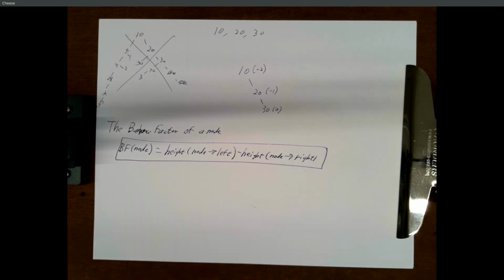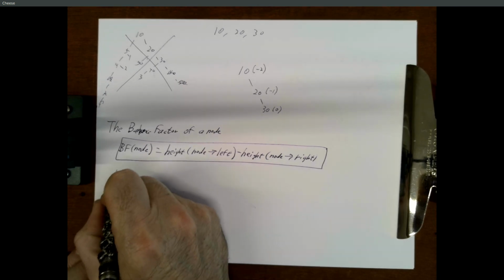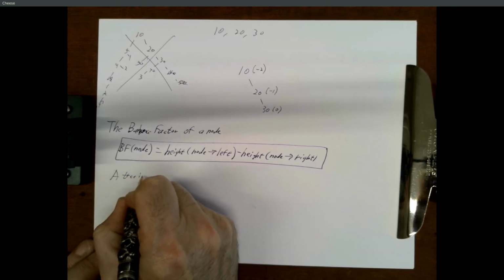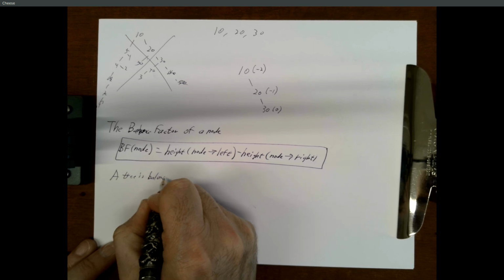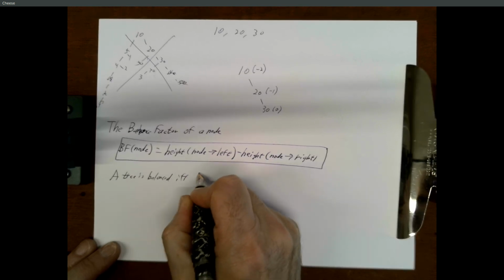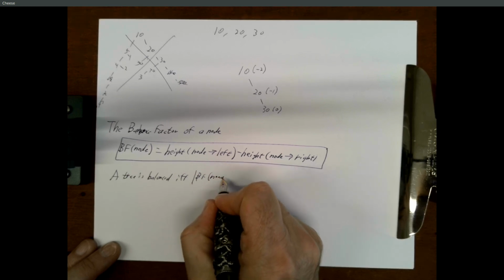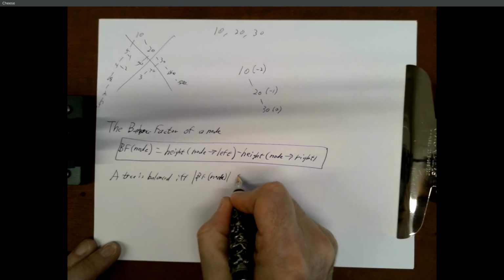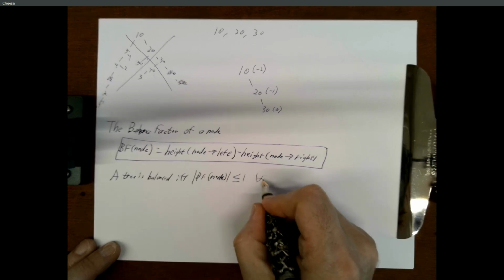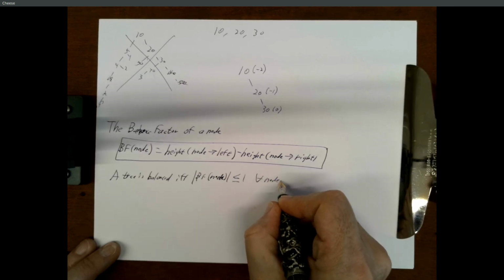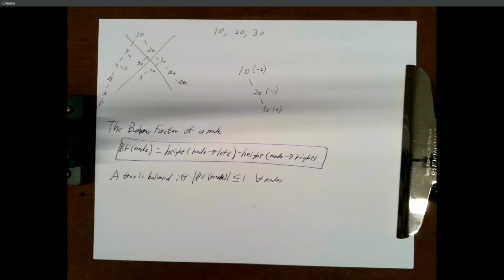All right, so here's the thing. A tree is balanced if and only if the absolute value of the balance factor of a node is less than or equal to 1 for all nodes. So if you find the balance factor at every node and it's less than or equal to 1, or bigger than or equal to -1, the tree is balanced.